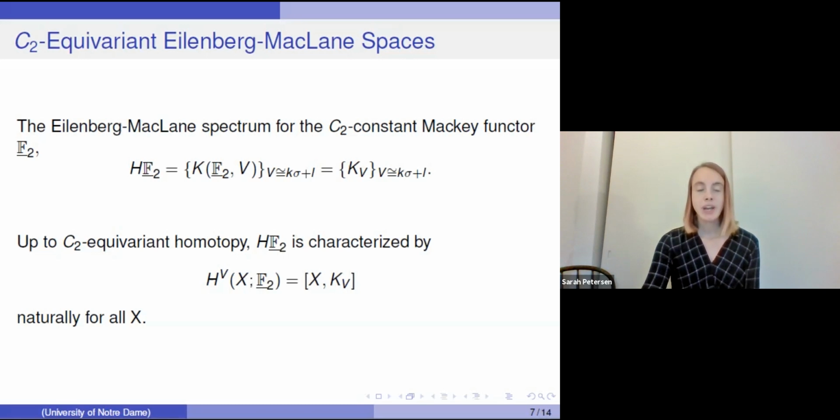Up to C2 equivariant homotopy, HF2 is characterized by the cohomology of a space being equivalent to the homotopy classes of maps from X into K_V, giving us a notion of the star product. Additionally, HF2 is a genuine equivariant ring spectrum, and for this reason, we also have a circle product.